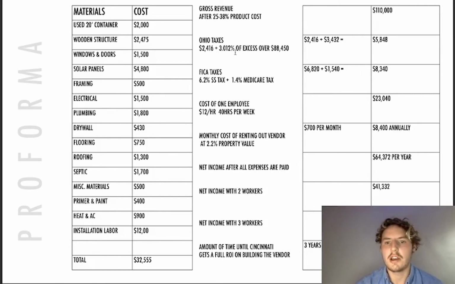I took out Ohio taxes. Of course, this is in Ohio. FICA taxes, the cost for one employee or with 2 employees or 3 employees. And it looks like the person is actually making out pretty good here, $64,000 per year. So yeah, that is pretty much the project.